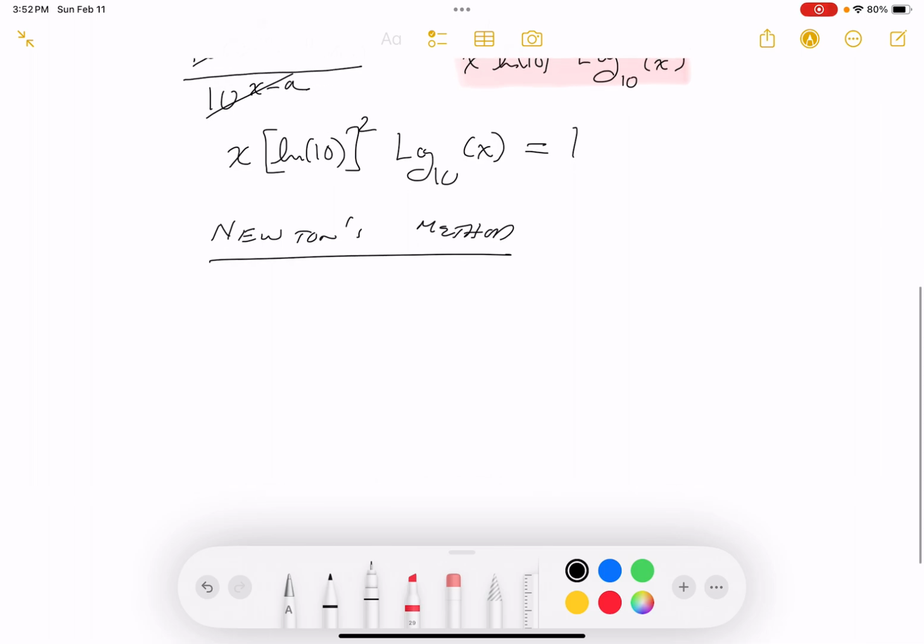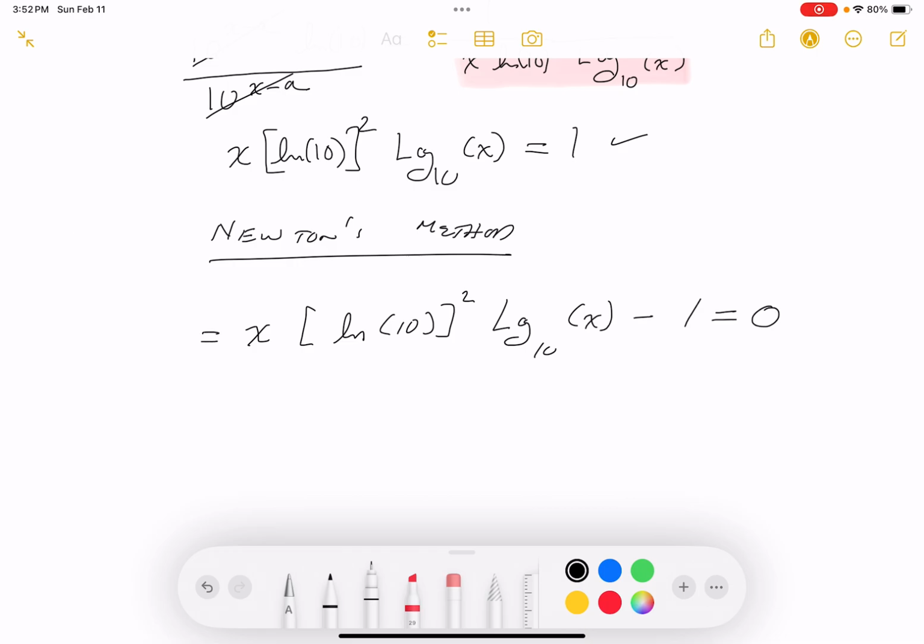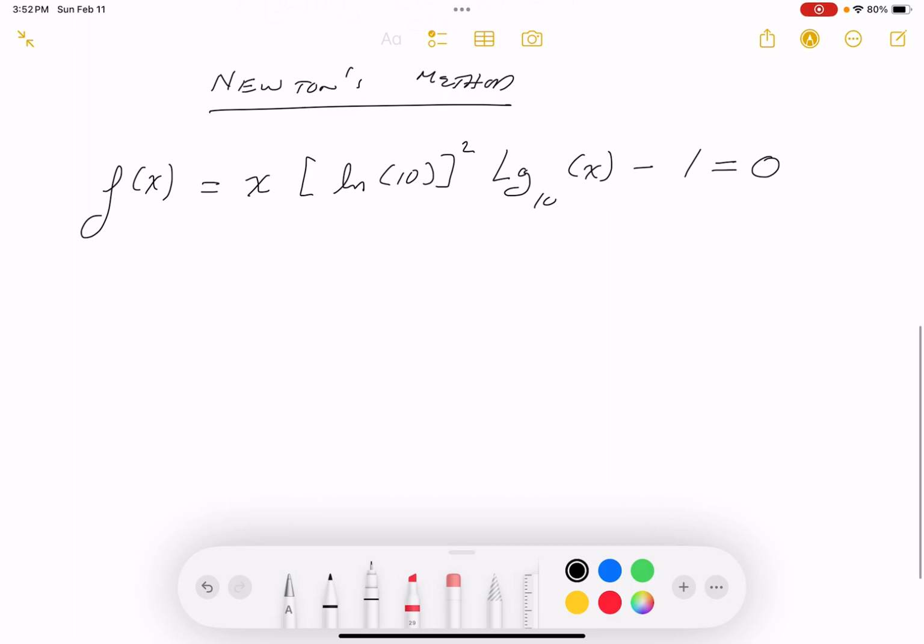In order to do Newton's method, I need to solve this thing for 0. One way to do that is to simply subtract 1 from both sides, and you get ln 10 squared times log base 10 of x minus 1 equals 0. I'm going to call this a function because Newton's method is all about finding roots. Now granted, since I'm going to use Newton's method, I really need to be able to use a computer, and computers are really efficient at doing a lot of different things, including taking derivatives.